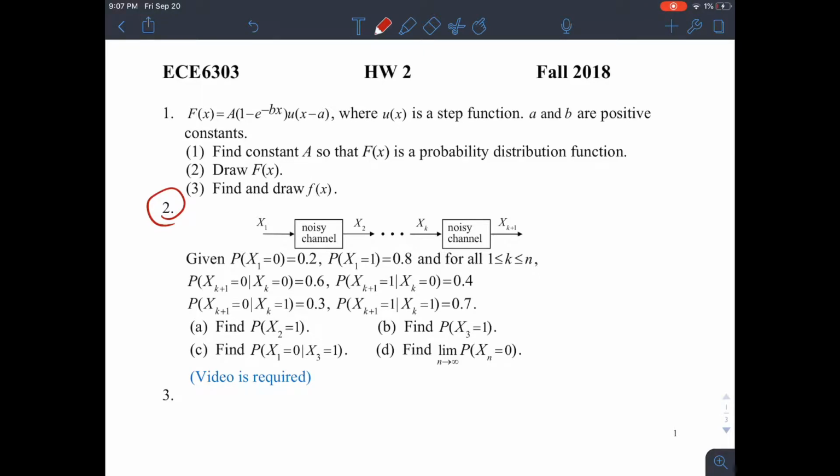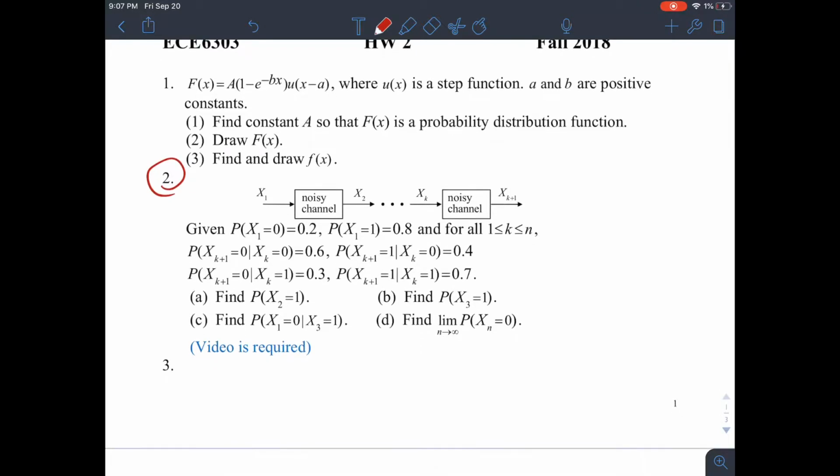So the first question is here. We need to think about this kind of digital signal processing problem, but it's basically very fundamental for the probability work. And the first thing we can see here, we need to find P(X2 = 1), so we can find X2 here.